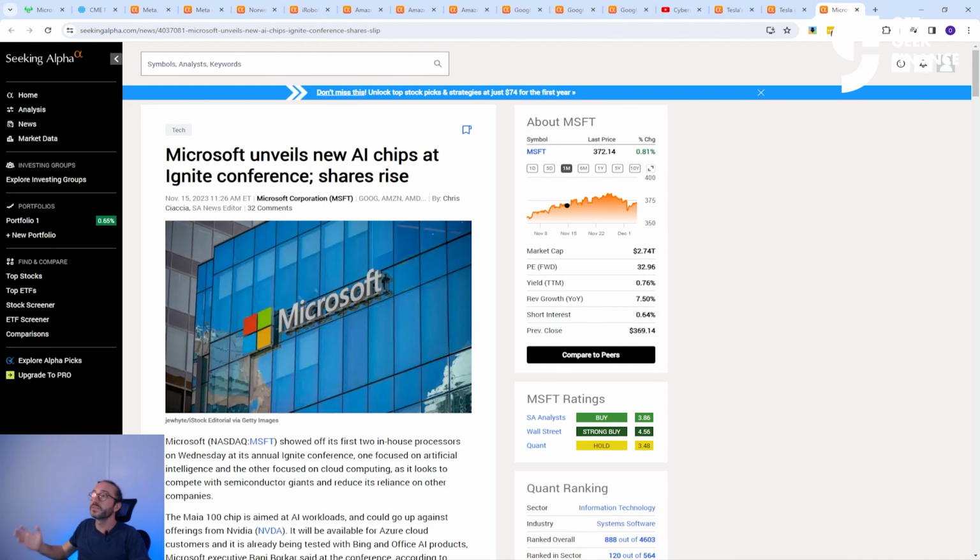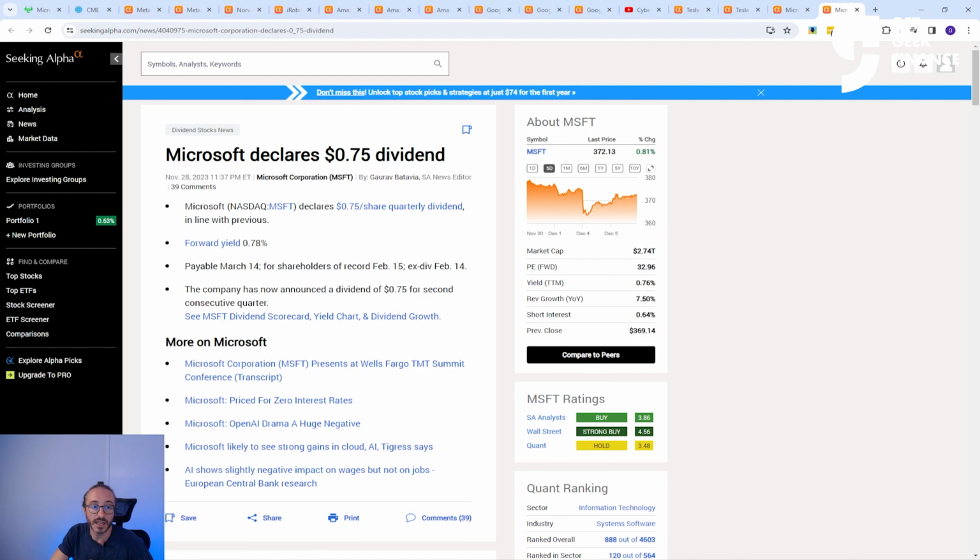In other news, Microsoft showed off its first two in-house processors at its annual Ignite conference, one which will be focused on AI and the other focused on cloud computing, as they look to compete with semiconductor giants such as Nvidia and AMD and reduce their reliance on them. Also this month, Microsoft declared a 75 cents per share quarterly dividend, which will be payable on March the 14th for shareholders of record on the 15th. I haven't bought any Microsoft this month, but I do want to continue to build this position out over time.